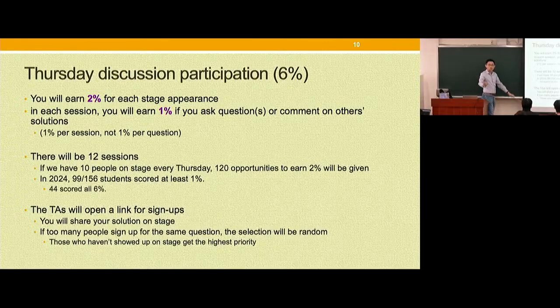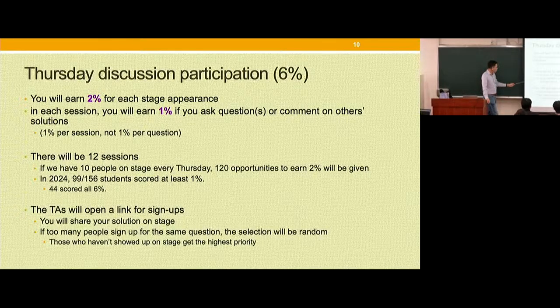We want everybody to have as much chance as possible. All right. So 2 points for stage appearance, 1 point for offering a question. Okay, so that's the plan. So I calculated that there will be 12 discussion sessions. And if we have 10 people on stage every Thursday, then we have a total of 120 opportunities to earn 2 points. Okay, so that's a quick calculation.